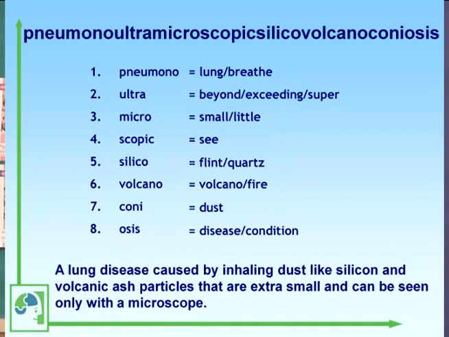We know what a volcano is, also means fire. Coni means dust, and osis, what do you think of when you hear osis? Yeah, like a disease. Okay, so here we have the meaning of each root, and now we have the definition. A lung disease caused by inhaling dust like silicon and volcanic ash particles that are extra small and can be seen only with a microscope. How close did we get to the definition based on the meaning of the roots? Pretty close, didn't we? Yeah.